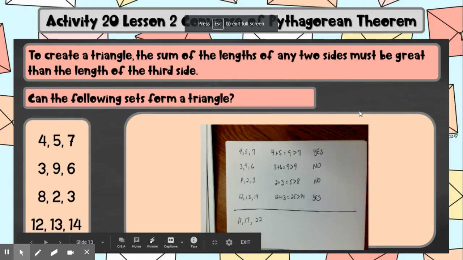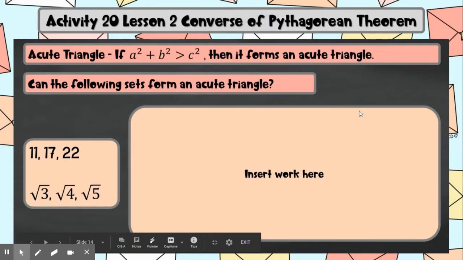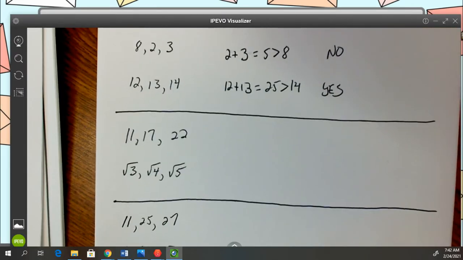Okay. So now we can also use this to determine if it forms an acute triangle. So if a squared plus b squared is greater than c squared, then it forms an acute triangle. So the question is, can the following sets form an acute triangle? Okay, so we have two sets of numbers here. I already have them written down.